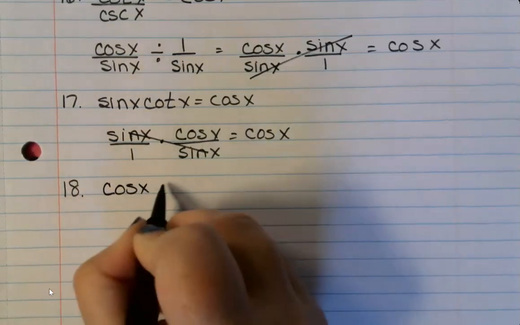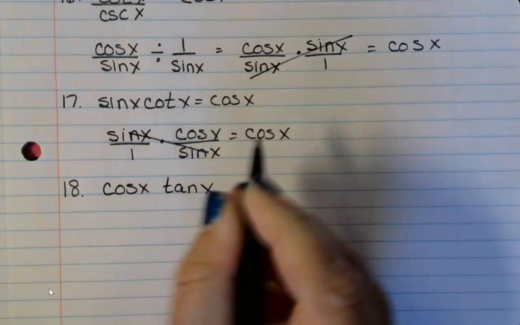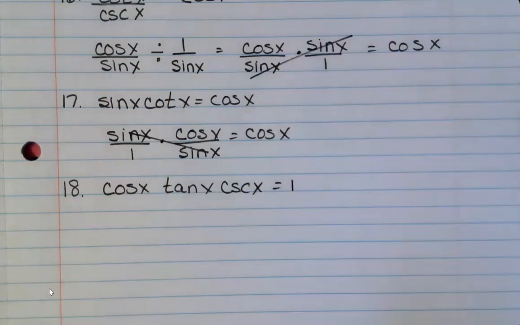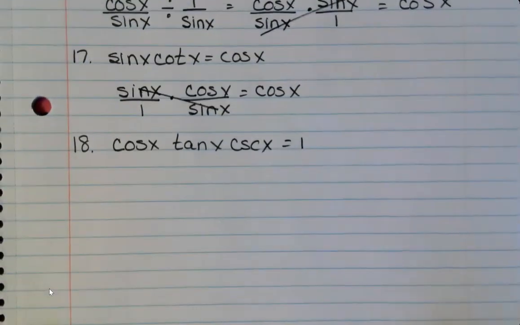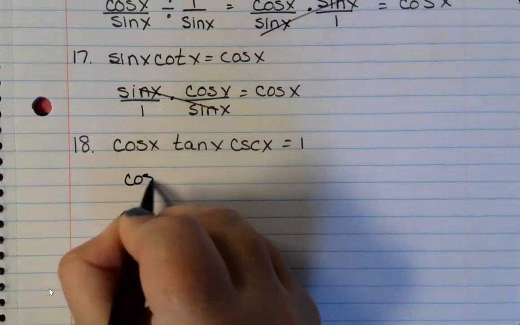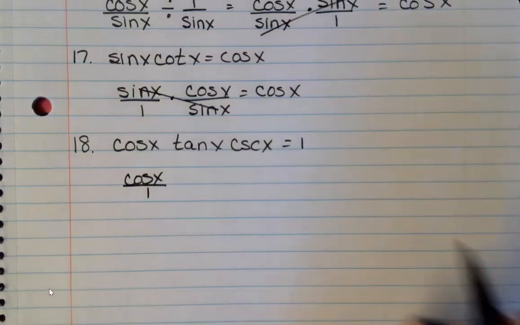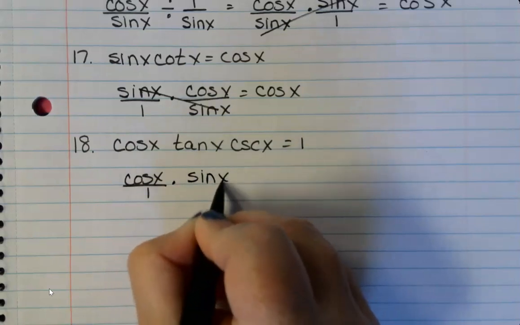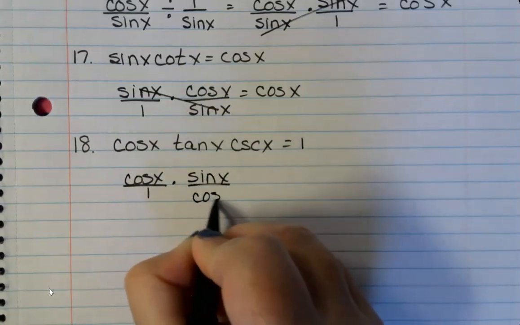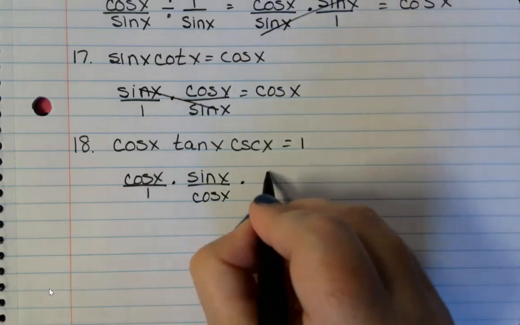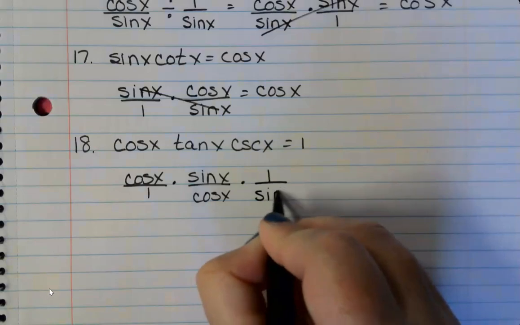So cosine, tangent, cosecant. Okay, cosine, we're going to leave alone. Put it over 1. Tangent is going to be sine over cosine. And cosecant is 1 over sine.